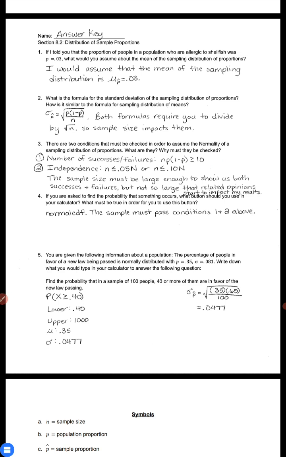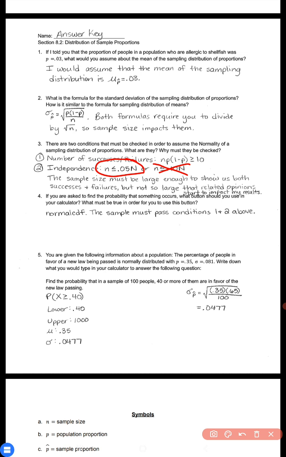And in order to check independence, we are going to use the formula on the left right here, because that is what your MyLab software expects you to use. And what it says is that my sample size has to be less than or equal to 5% of the population size. And I want you to think about why that is.